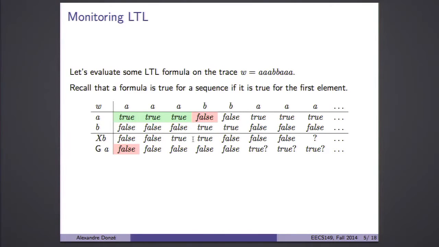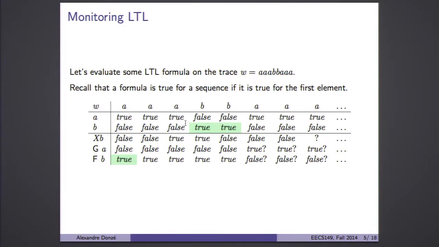Okay, so now what's the validity of always A? Well, you look at the sequence, and always A says that for every event, A should be true. So you look at it, and it's true, true, true, and then at some point it's false. So this false just provides you a counterexample for always A. Okay, so my formula is false.